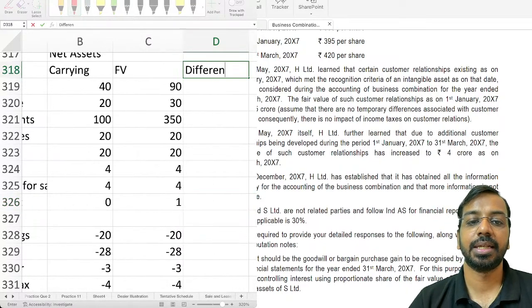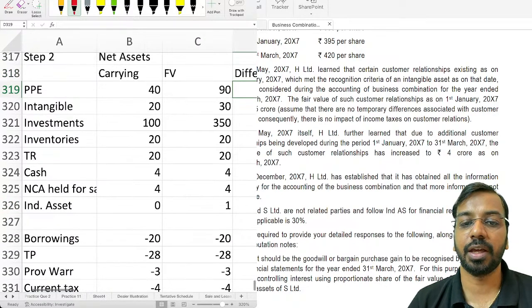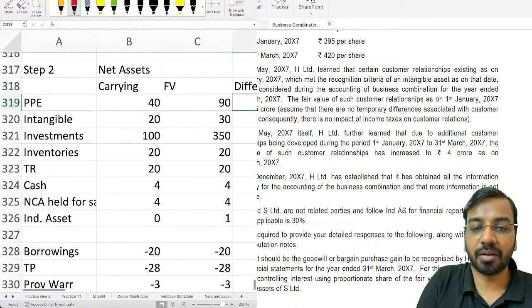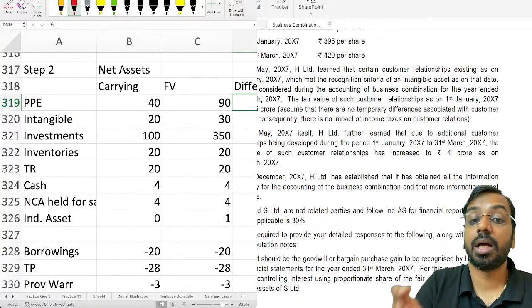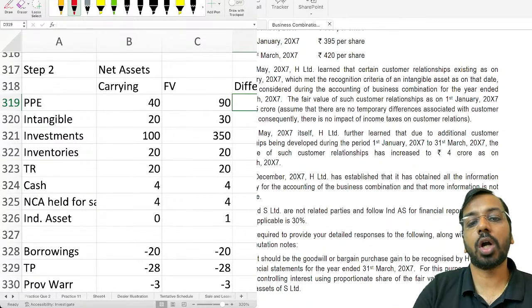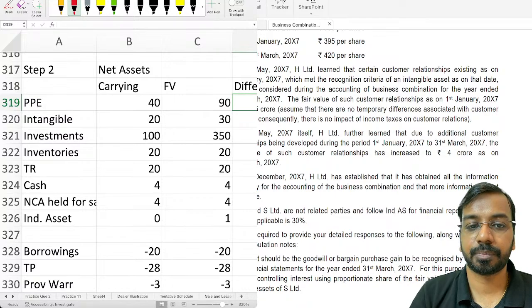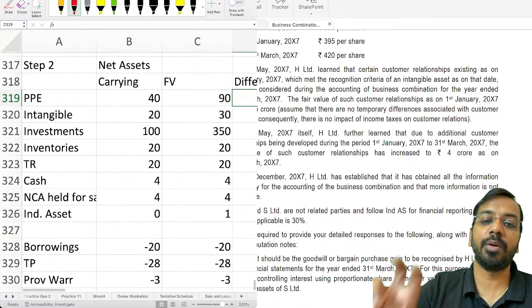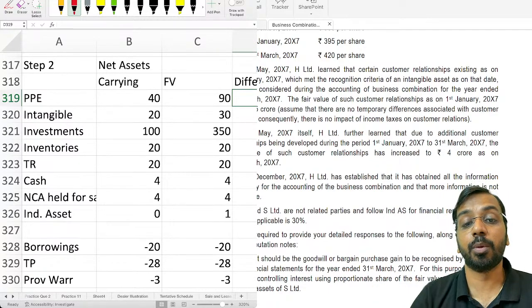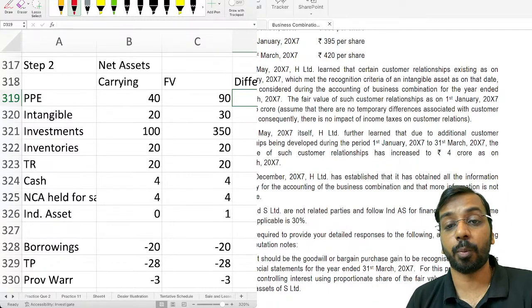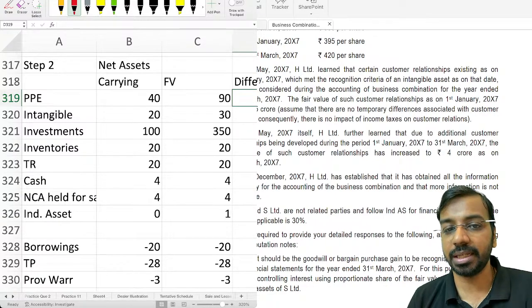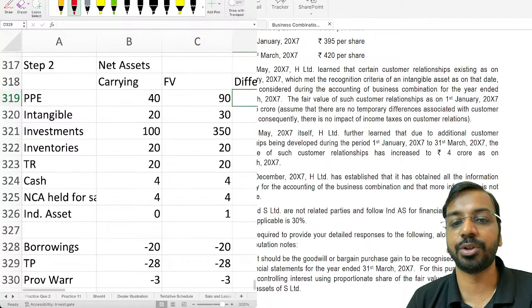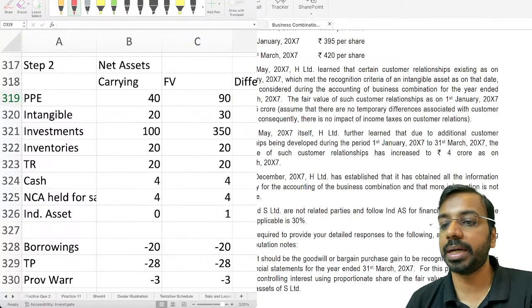Now, what is the difference? See, there is a difference between the carrying amount and the fair value. Means we are increasing the value in the books, but for tax purpose we will not increase the value. So for example, you have 40 worth of PPE. For tax purpose, it will be 40 worth of PPE only. But for the books, we are increasing the value. The book value has increased, but the tax base has not increased. So this will result in a difference which can be either taxable or deductible.